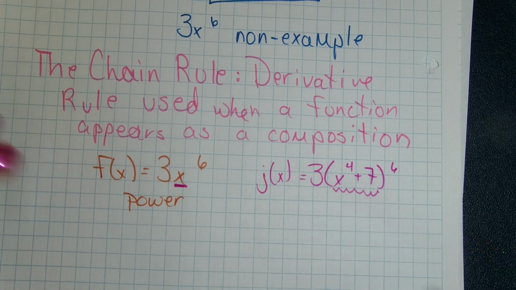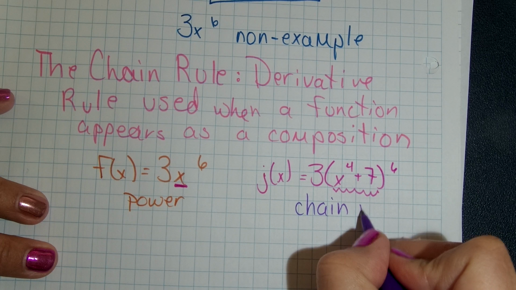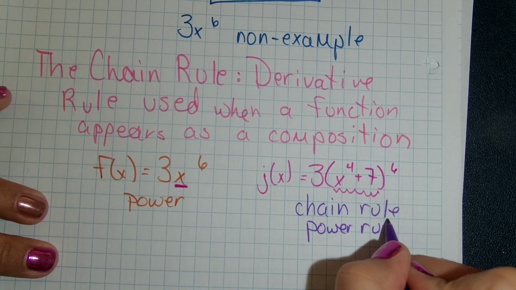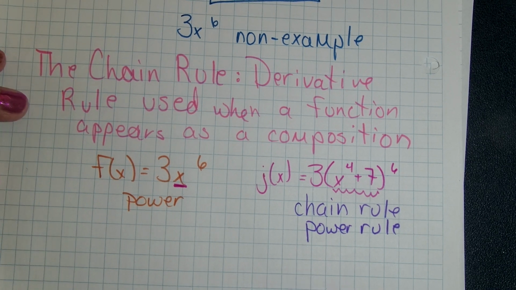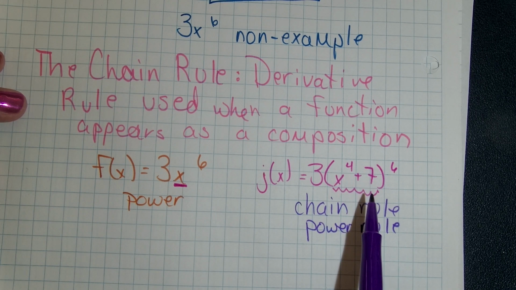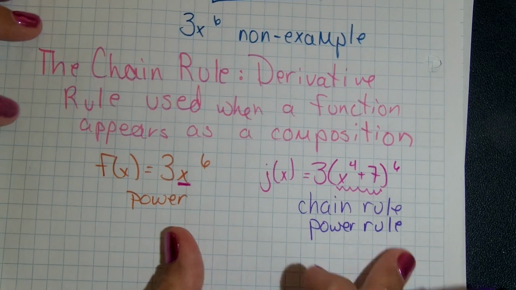Here, I'm going to need to use 2 rules, which you'll see in a second: chain rule and power rule. Again, if you have terms inside of a parentheses, and you'll see in level 3 inside a square root or in the denominator, we'll have to use the chain rule.